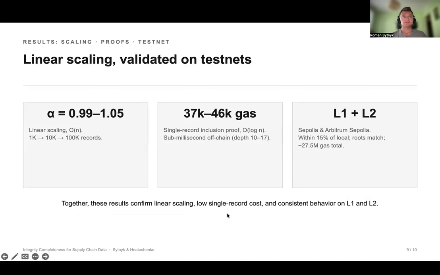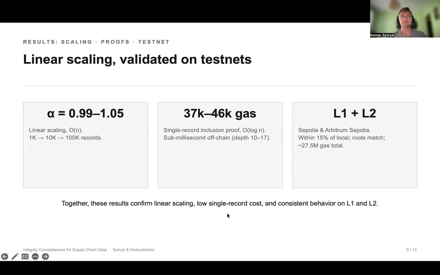Three further results describe how the system behaves. First, scaling. We measured the complexity exponent, and it lies between 0.99 and 1.05, so the cost grows linearly, as expected for hashing. Second, single record proof. Verifying one record costs between 37,000 and 46,000 gas on chain on the Ethereum blockchain and half a millisecond off chain, even at 100,000 records. This is logarithmic behavior in practice.